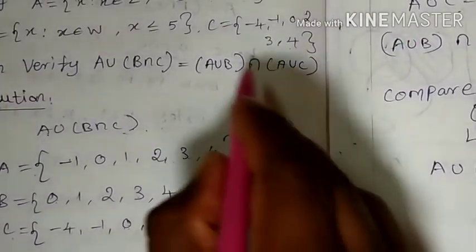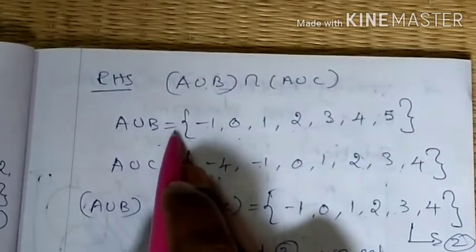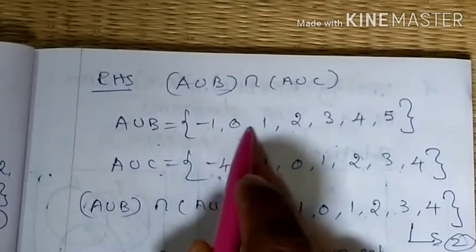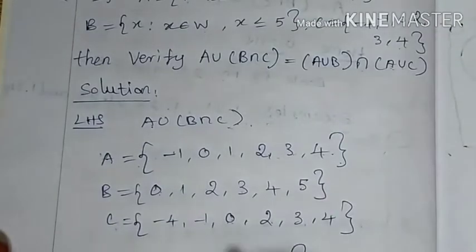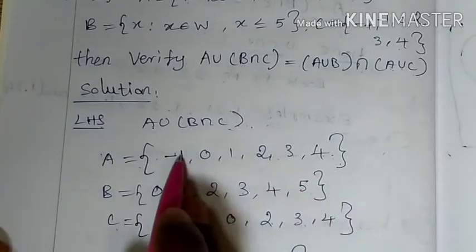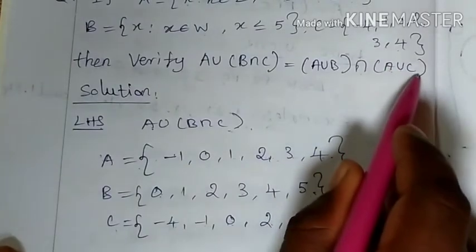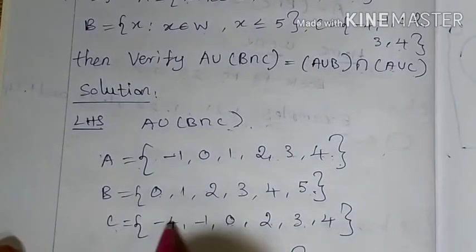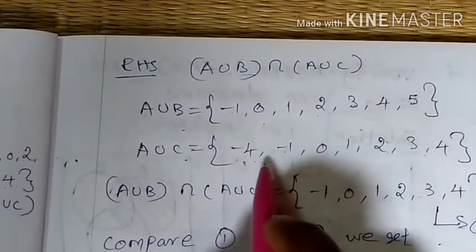Then find the RHS, (A union B) intersection (A union C). A union B: write A and B together. The values are minus 1, 0, 1, 2, 3, 4, 5. So minus 1 up to 5. This is A union B. Next, A union C: write A and C together. First minus 4, then minus 1, 0, 1, 2, 3, 4. That's all. This is A union C.